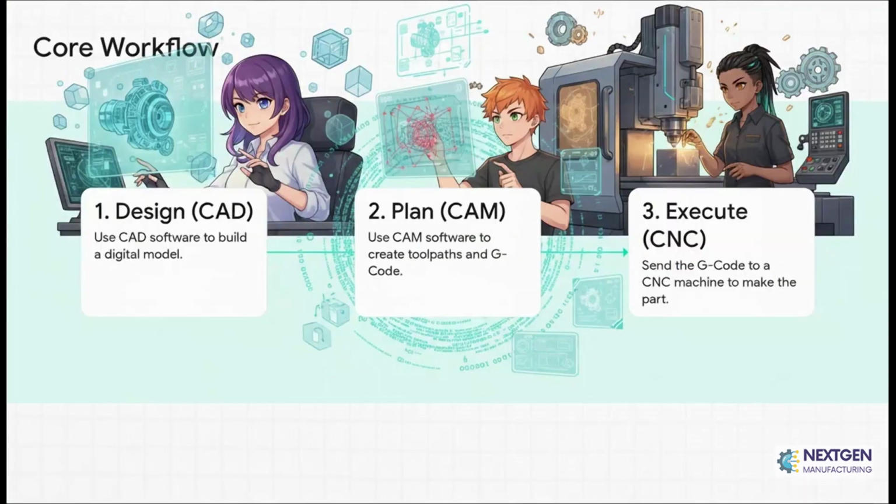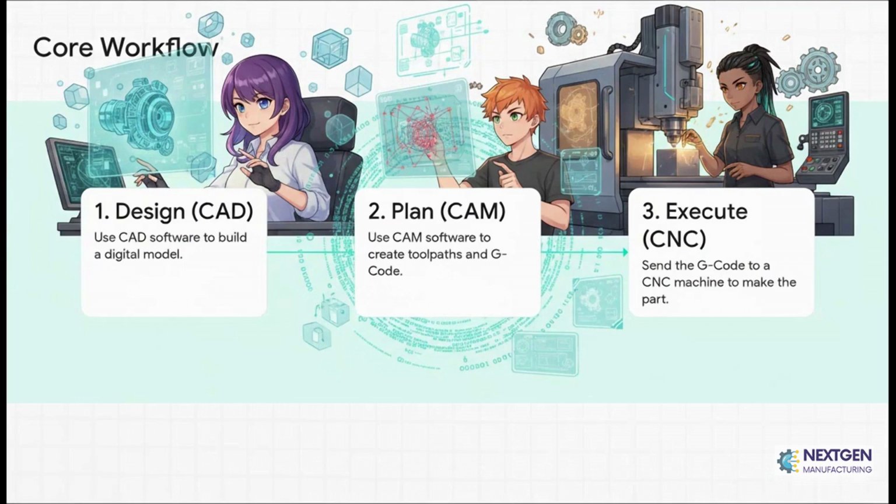So this brings us to the core workflow. And honestly, it's a pretty simple three-step process when you boil it down. Step 1, you create the design using CAD software. Step 2, you generate the manufacturing plan, the toolpaths and the machine code using CAM software. And finally, step 3, you send that plan over to the CNC machine to actually make the part. It's that simple. Design, plan, execute.